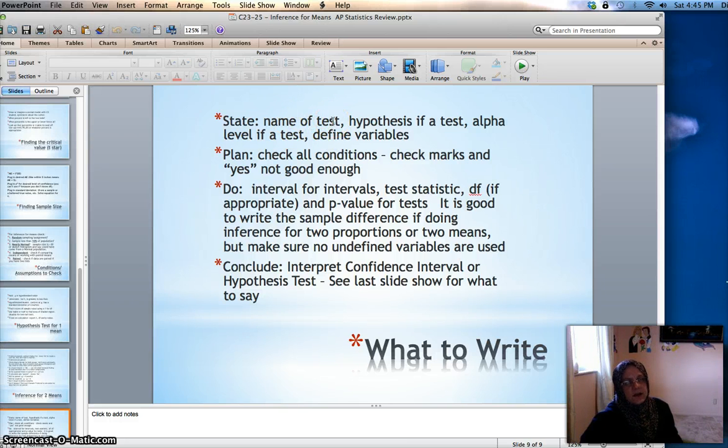So like a t-test or a paired t-test or a two-proportion z-interval. Write your hypotheses. If it's a test, state your alpha level, okay, and define your variables. Okay. The plan is checking all of your conditions.